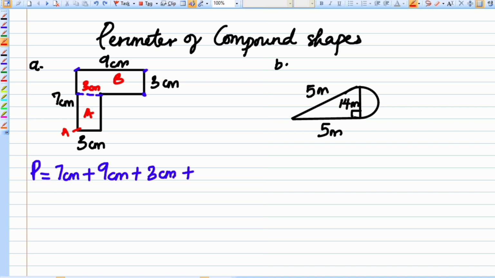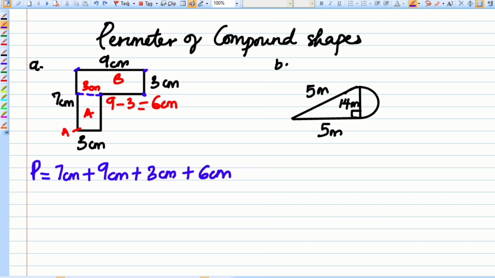Now considering rectangle B, if here is 9, the other side should also be 9, but since it was divided, it should be 9 minus 3, right, to complete it. So this side that is unknown is definitely 6 cm, because this 3 cm plus this 6 cm will also give you the 9 cm here. So that's how you must learn how to calculate the size that was not given, to complete your perimeter. So we're going to add 6 cm.